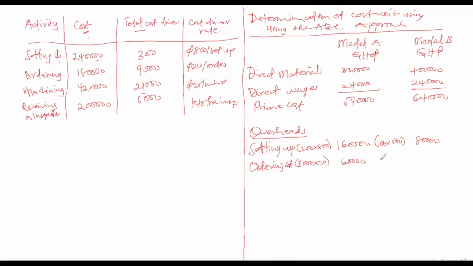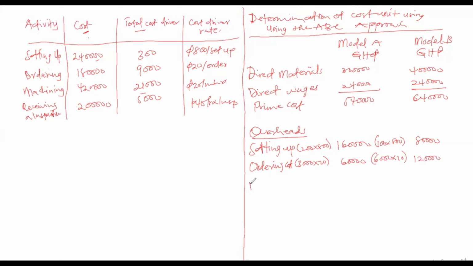Then we come to module B. The number of orders for module B is 6,000. So we multiply the 6,000 by the rate that we have here. So the rate for the ordering cost is what? 20. So 6,000 by 20. Then we get 120,000.